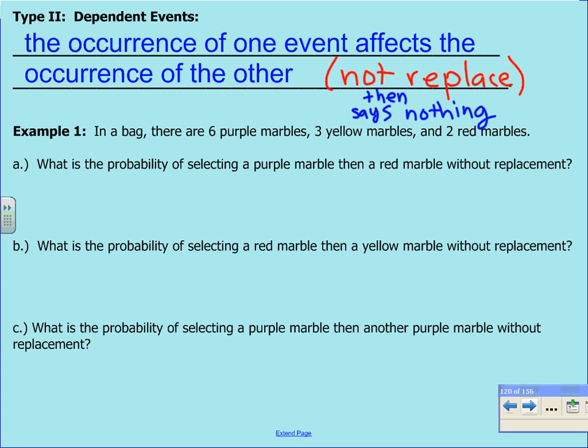And this is where I made it harder because the Keystone exam has problems like this. Even though it should say that you don't put something back, it does not say that. So the whole "says nothing" up there means that it won't say without replacement. And I'll show you a problem so you understand what I'm talking about.